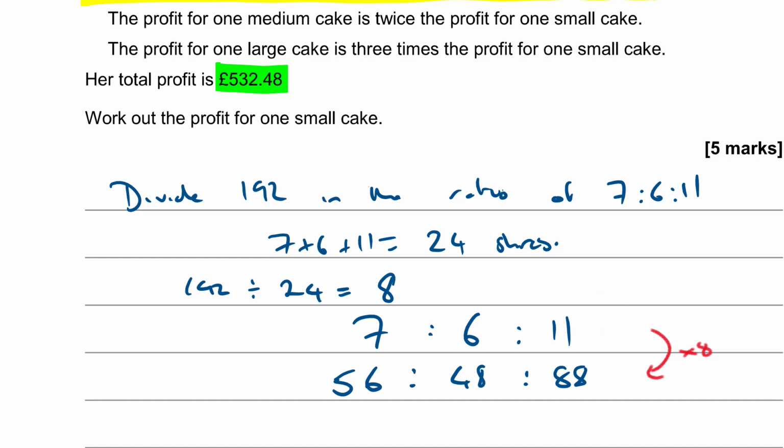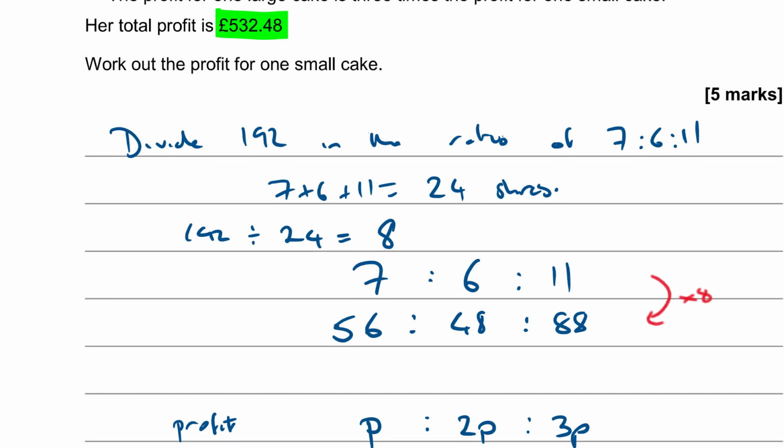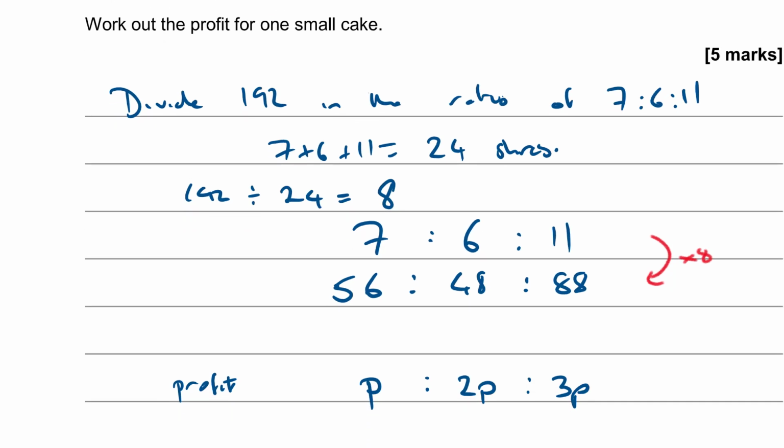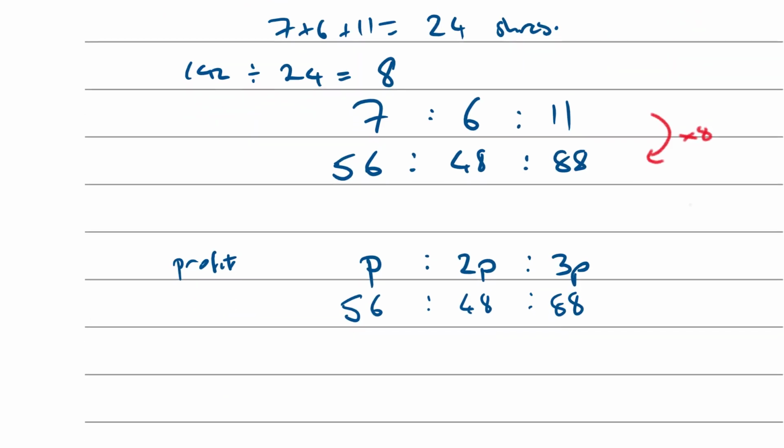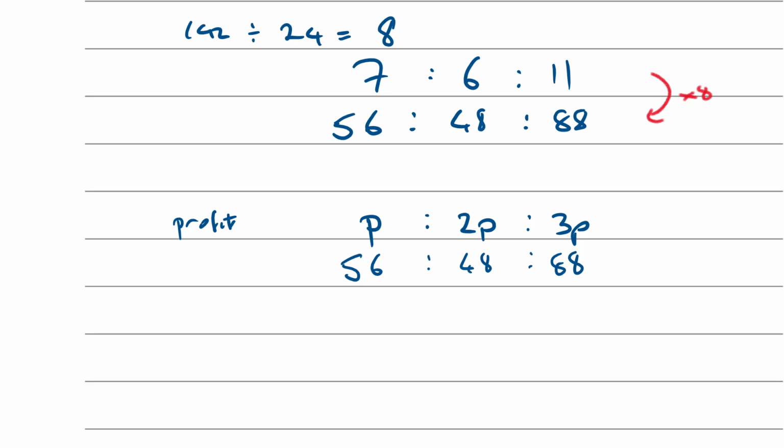Now we know that the total profit is £532.48. Now again, what I'm going to do is divide that by the number of p's. So I've got 56 small cakes with a profit of p. I've got 48 medium cakes with a profit of 2p. And I've got 88 cakes with a profit of 3p. So how many p's is that altogether then? I'm just going to multiply those and add them up. That's going to give me 56p. 2p times 48 is going to be 96p. And 3 lots of 88, reaching for the calculator, is 264p.